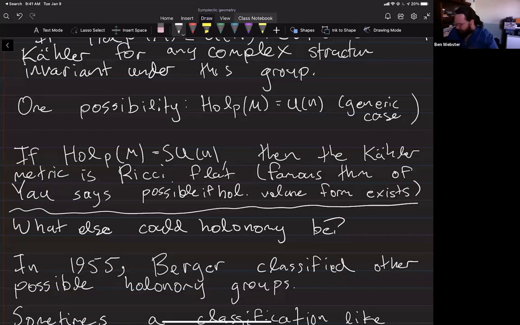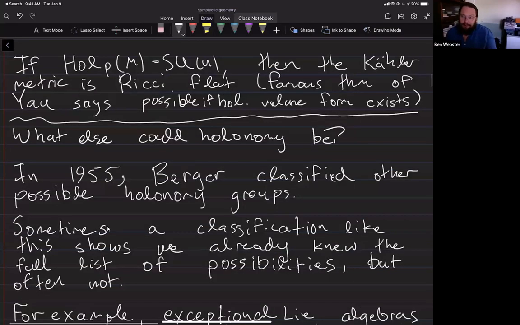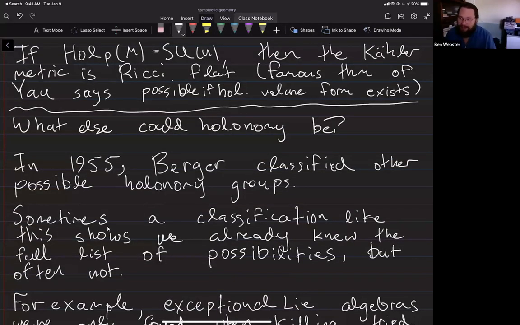You could imagine that the answer was that it has to be O, U, SO or SU. That's a conceivable theorem. It probably seemed like a reasonable possibility in 1955 that that was the case. But sometimes you do a classification like this and it shows you that you already knew all the answers. And sometimes as you're doing the classification, you say, boy, I can't rule out this other case. I wonder if something actually exists there.